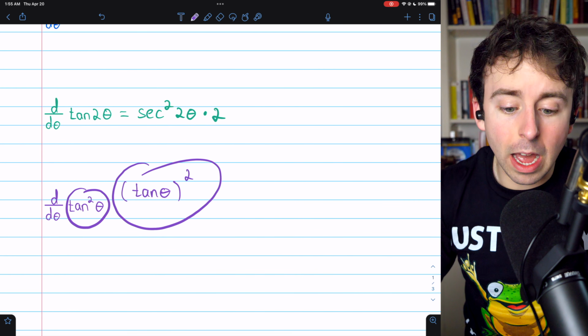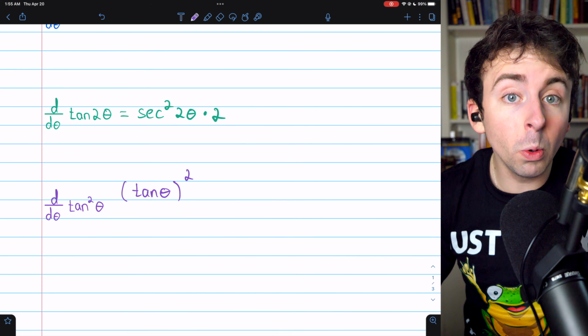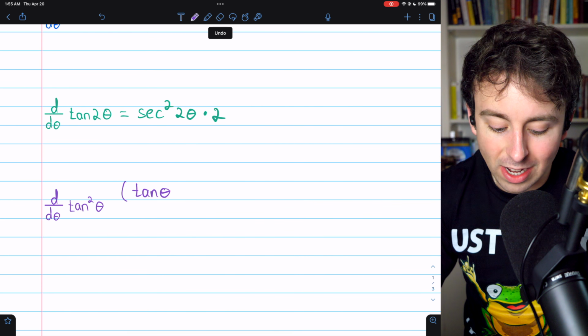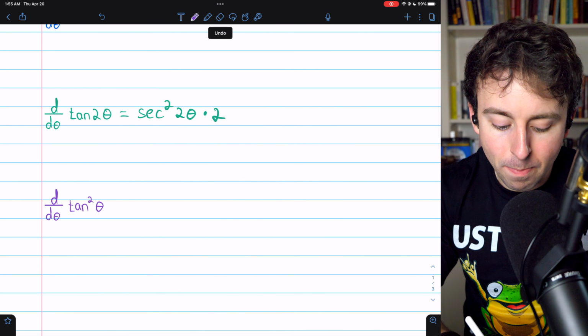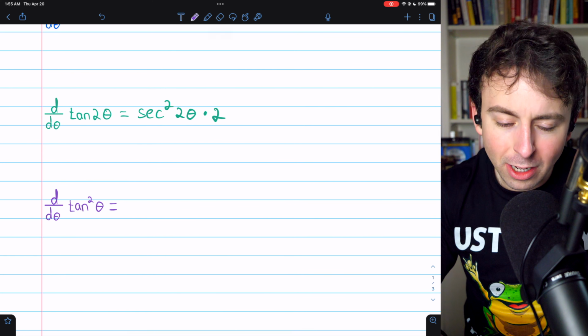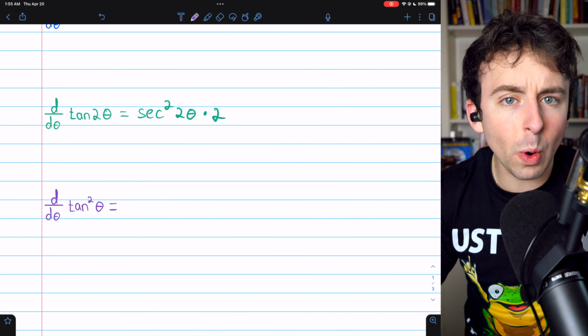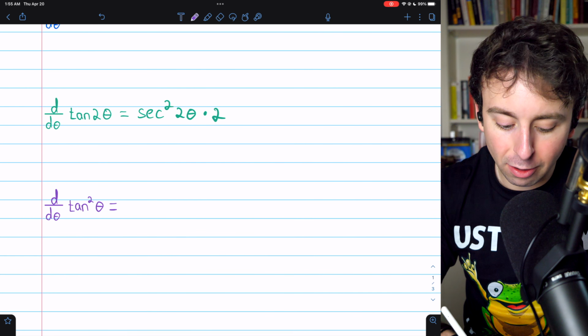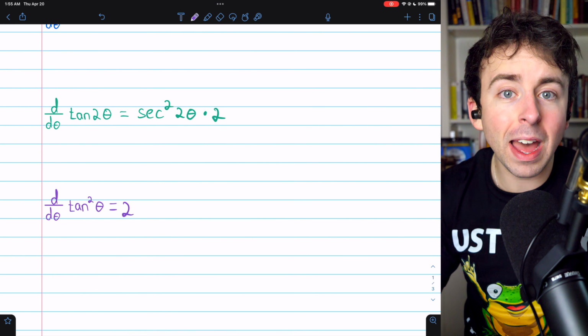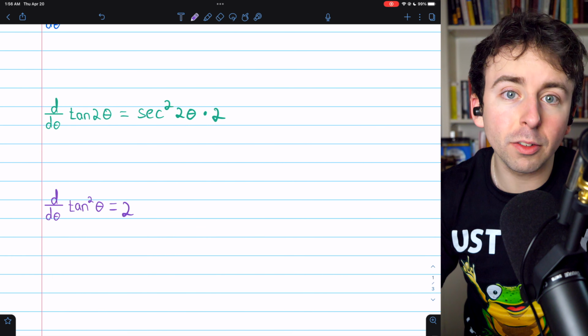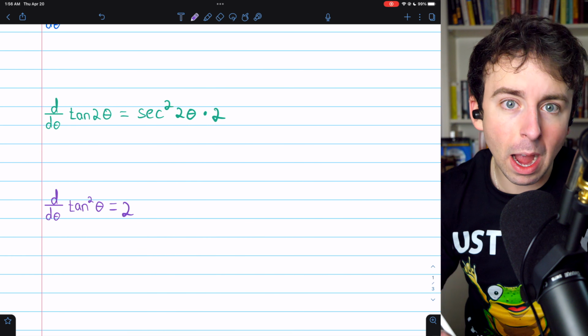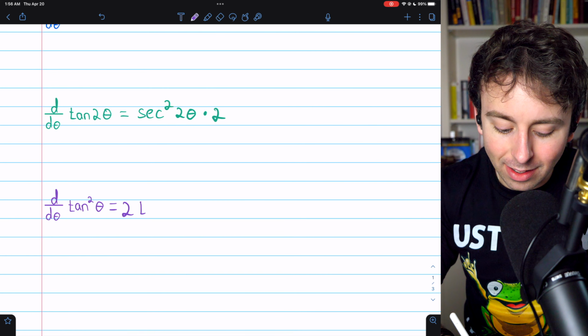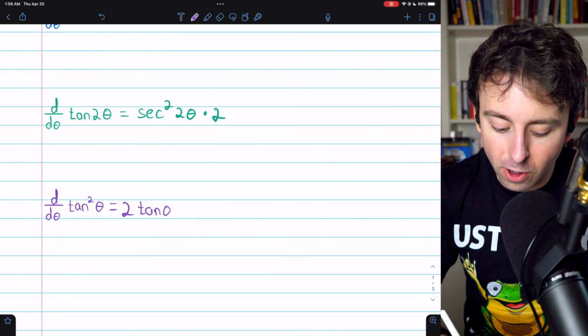But anyhow, the outside function in this case is no longer tangent. The outside function now is a thing being squared. So how do you take the derivative of a thing squared? Well, you have to take that exponent of 2 and bring it down as a factor, and then reduce the exponent by 1. It's just the power rule. But we're going to leave the inside function, which is tangent, unchanged.